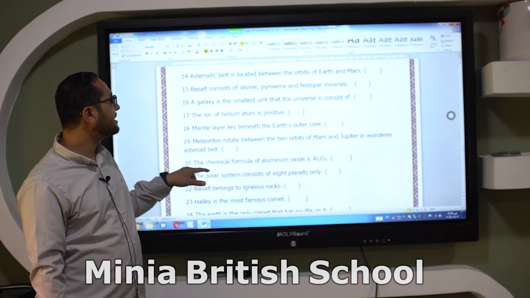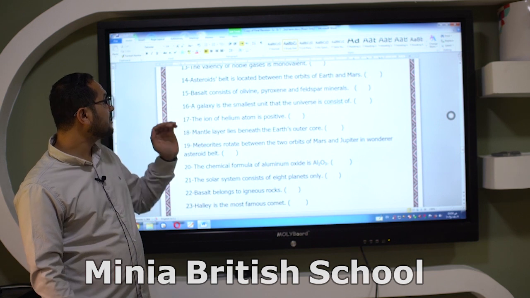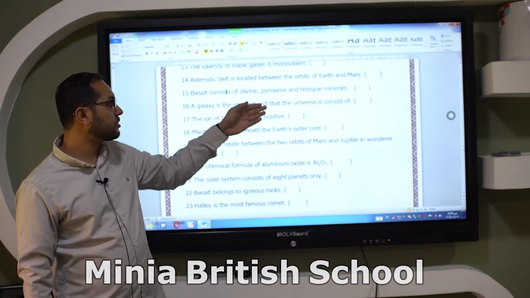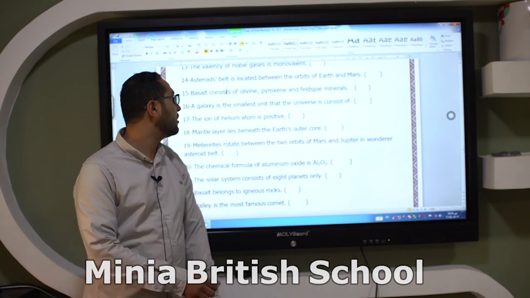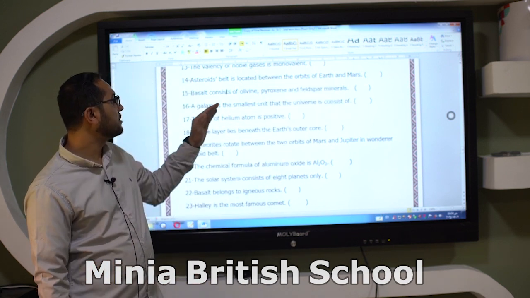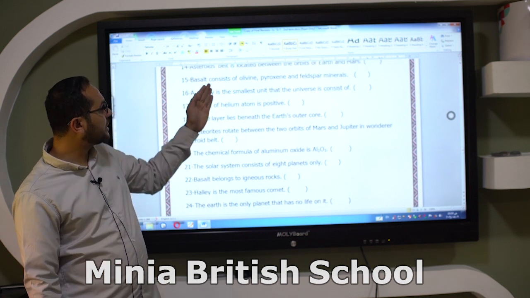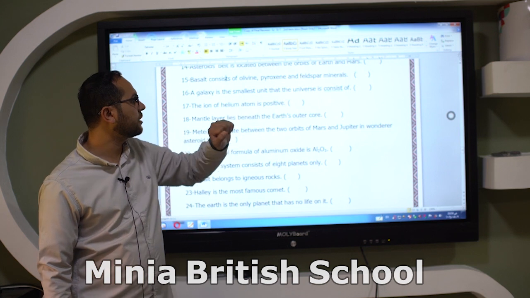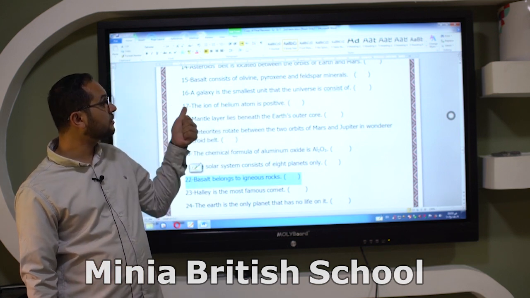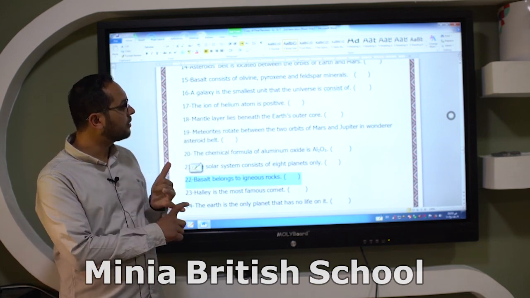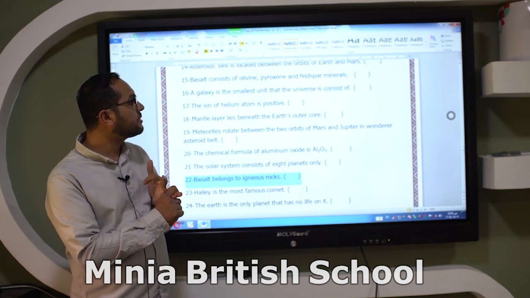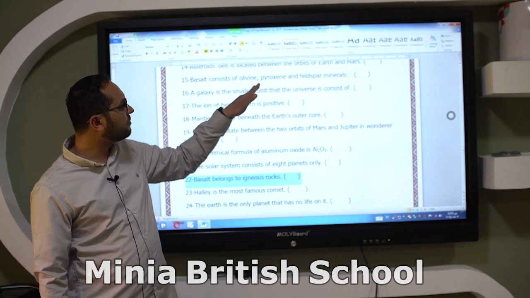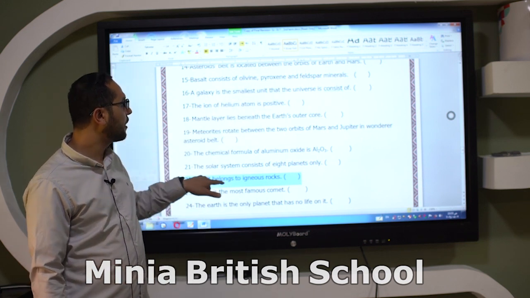Basalt consists of olivine, pyroxene, and feldspar minerals. Yes, this is the correct answer. Granite is different: granite consists of mica, feldspar, and quartz. So basalt consists of olivine, pyroxene, and feldspar.